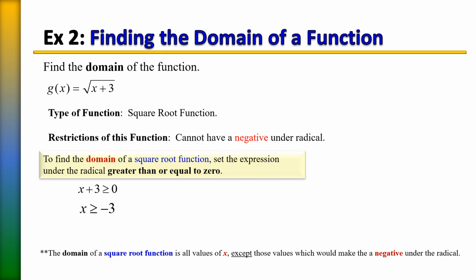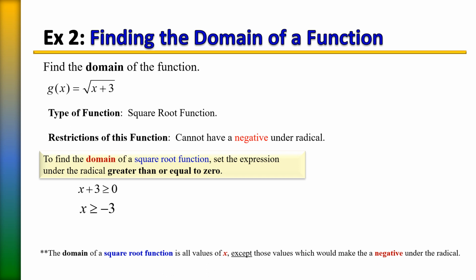What's not okay are values that are less than negative 3. For example, I can't plug in a negative 5, because if I plug in a negative 5, that's a negative 5 combined with a positive 3, which will give me a negative 2. And the square root of negative 2, square root of any negative number rather, is a non-real solution.